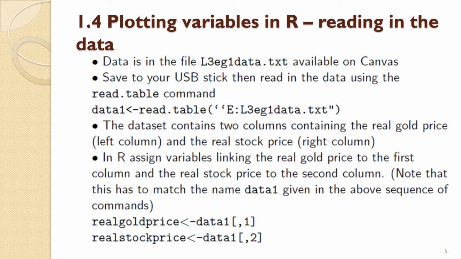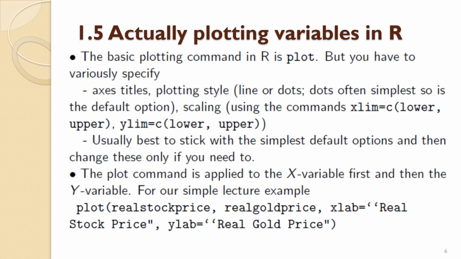And note that the data1 name used at the bottom of these two commands has to match what you call the thing when you use the read.table command at the top of the slide. So if you're plotting variables in R, the basic command is plot, but you have to variously specify all these different things, such as the axes titles, and whether you want lines or dots. Dots is often simple, so it is the default option, and it's best to start with the default option and then use something more complicated if you need it.